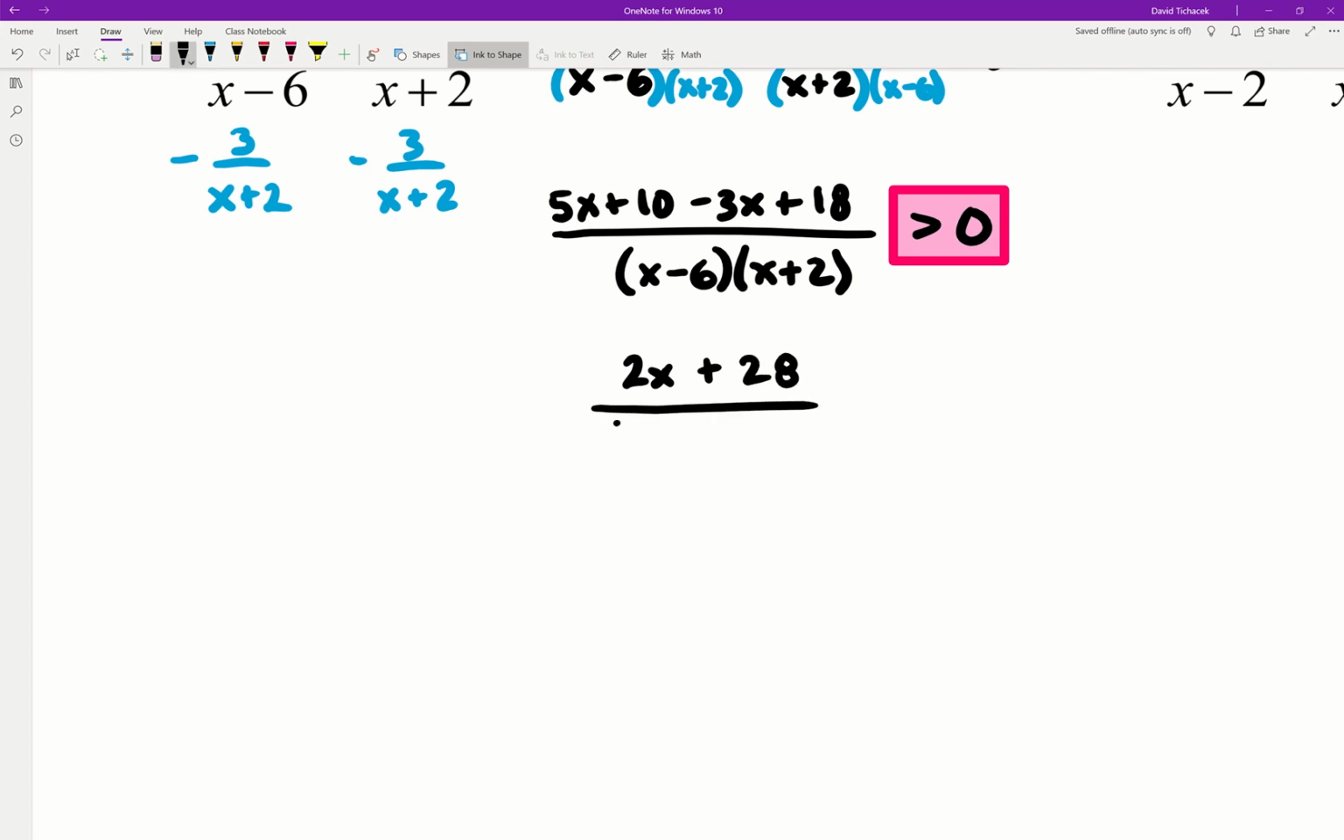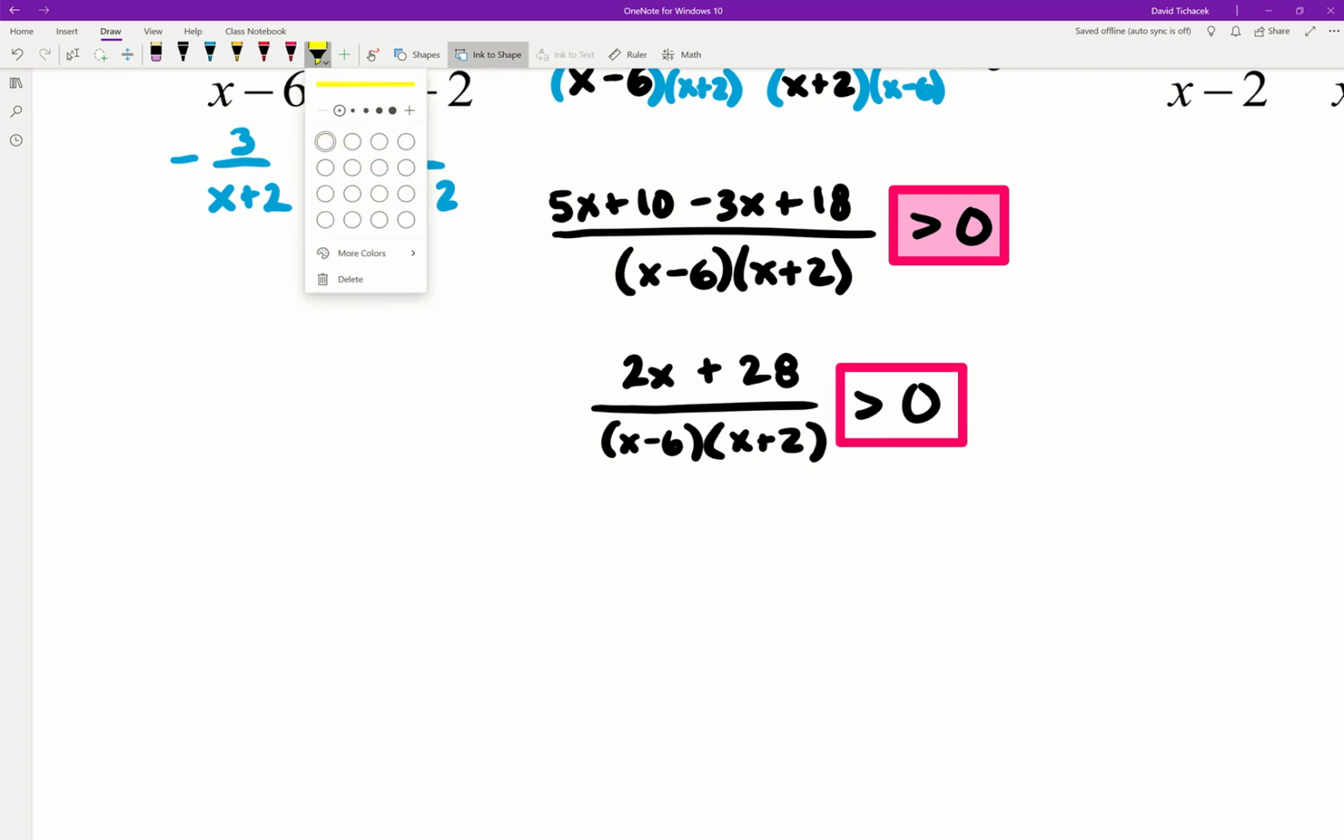And that is all over x minus 6 times x plus 2. Okay, so there we go. And that is going to be greater than 0. And again, we do want to keep track of that throughout the problem. So there we go. Now that we have everything condensed into a single fraction on the left-hand side, we have just performed steps 1 and 2 from the steps from up above.